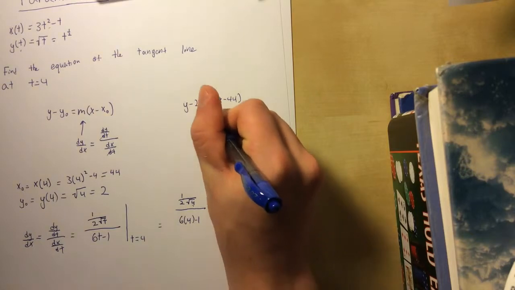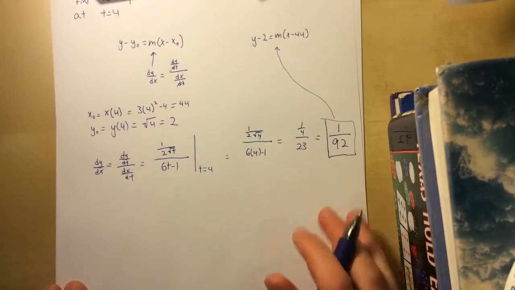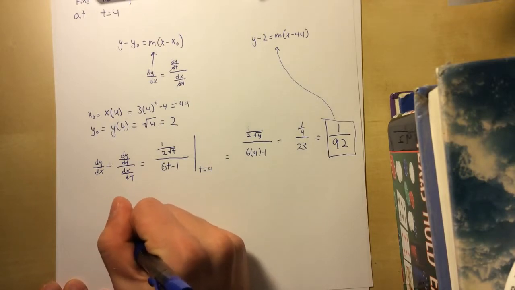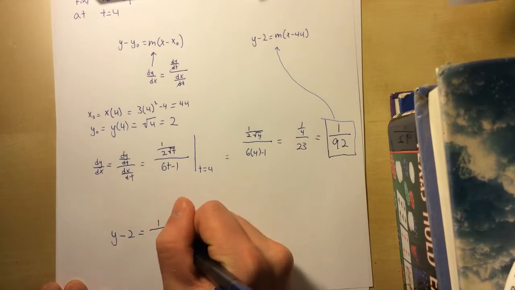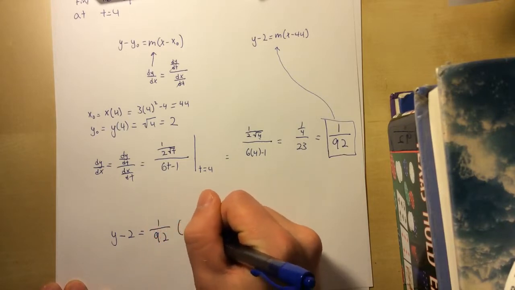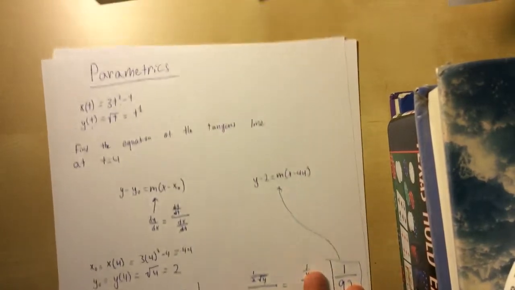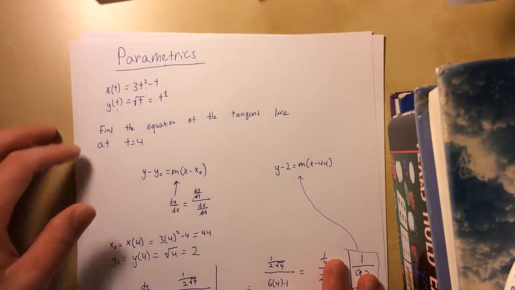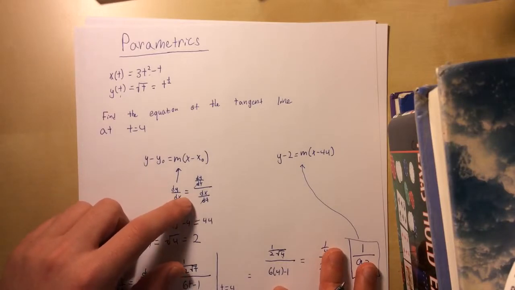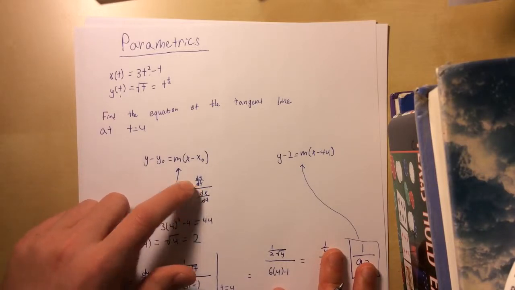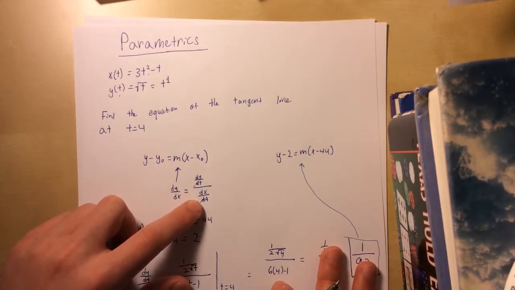So we're going to plug that back in here and just rewrite the equation of our final line. Y minus 2 is equal to m, which is 1 over 92, times x minus 44. So once again, parametrics, not too difficult. Just remember that dy dx is equal to the derivative of y with respect to t over the derivative of x with respect to t.